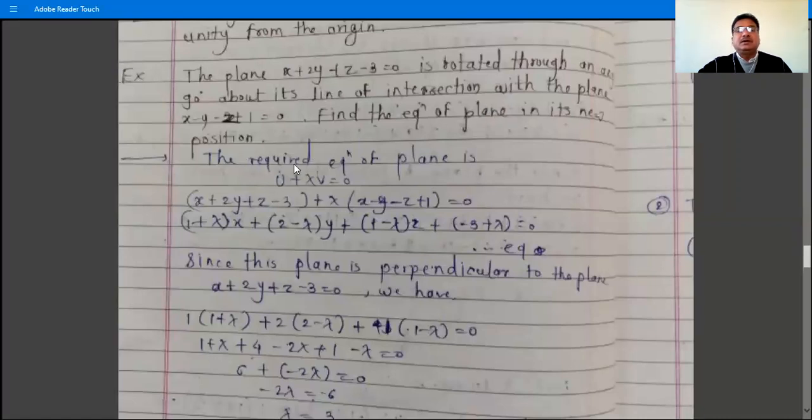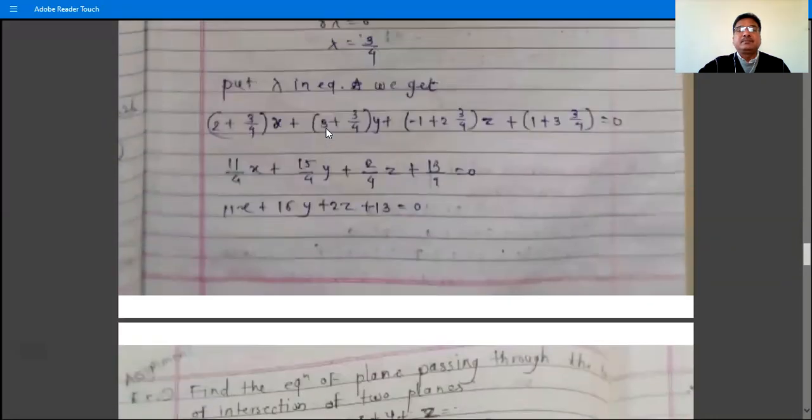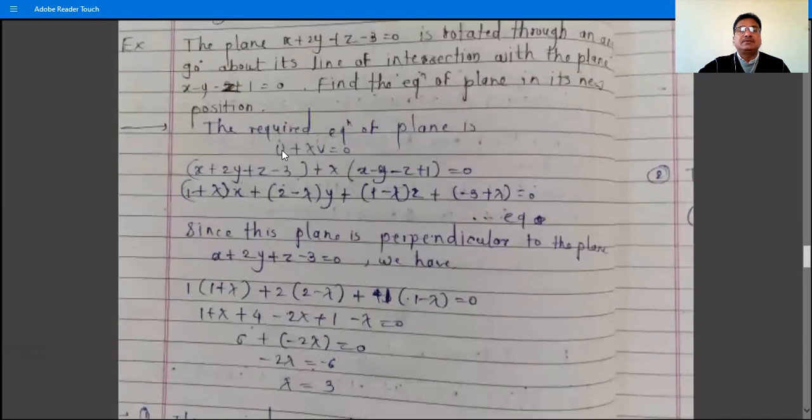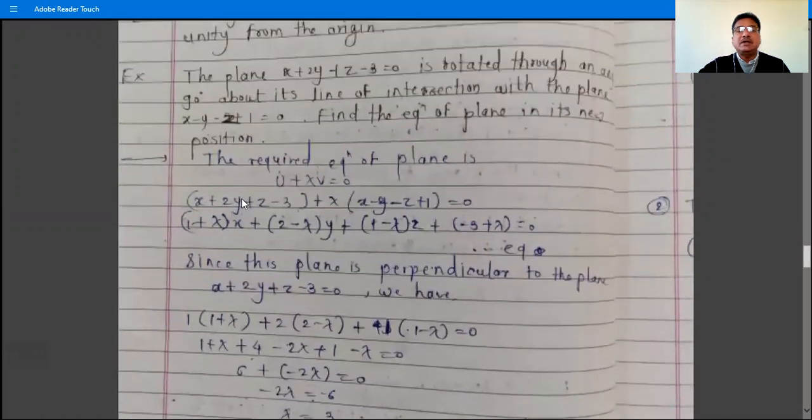Suppose the required equation of plane is u plus lambda v is equal to 0. That is, we have to find the equation of the plane passing through the line of intersection of these two planes, and the required plane is perpendicular to this plane. So it is the same problem as the previous type. The required equation of plane is u plus lambda v is equal to 0.